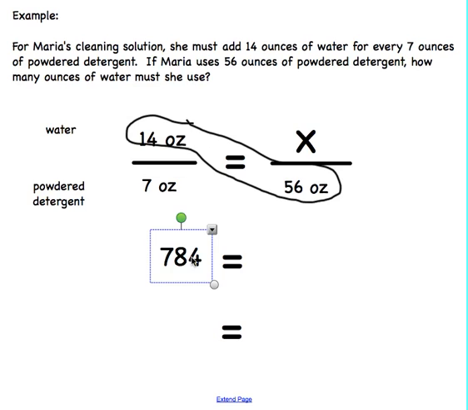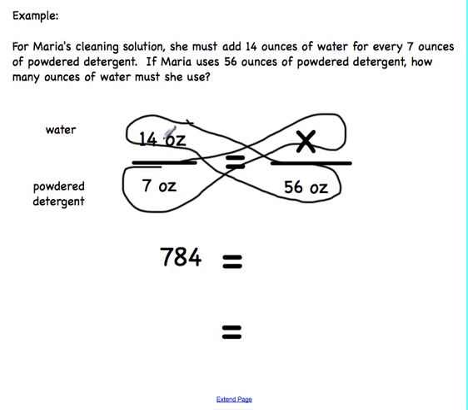Okay, then we need to multiply the denominator of the first one times the numerator of the second one. And 7 ounces times x is 7x.